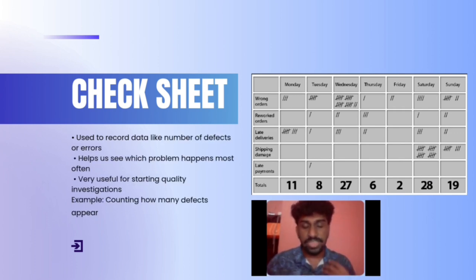I will continue from slide 6, which is check sheet. A check sheet is the simplest tool among all the QC tools. It is used to collect data in structured ways such as counting the numbers of defects during each shift or each day. The main purpose is to quickly see which problem happened most often. This tool is usually the starting point before moving to deeper analysis.